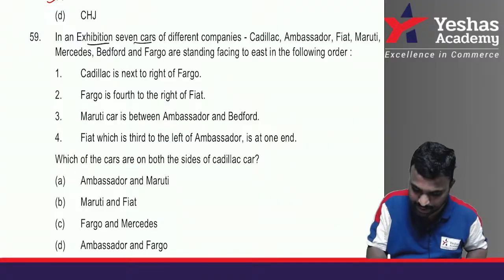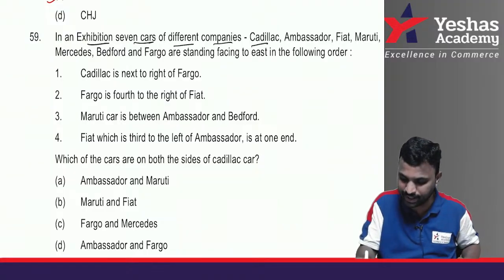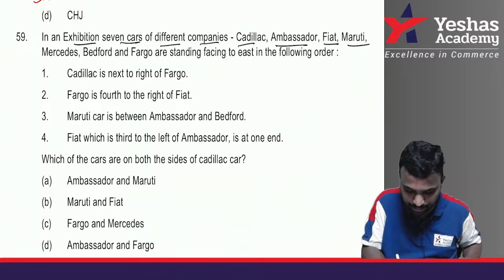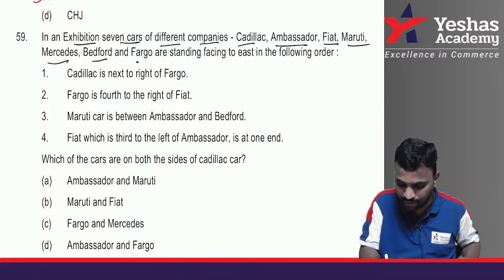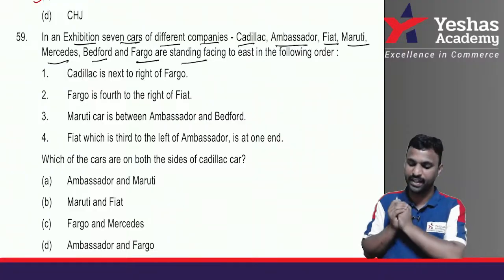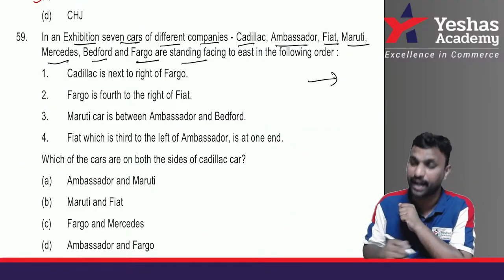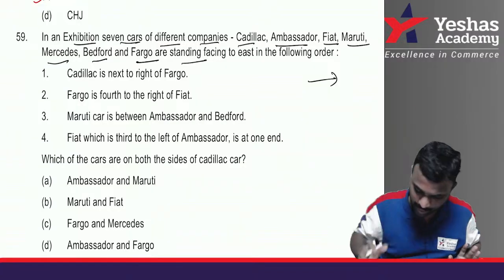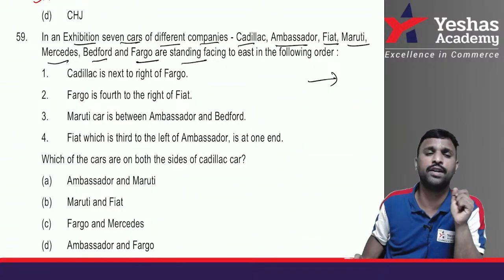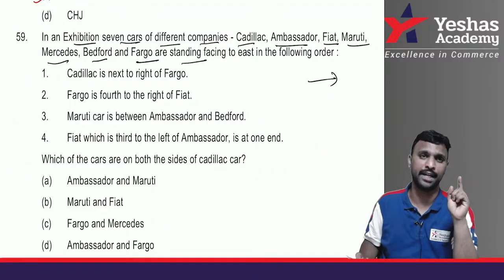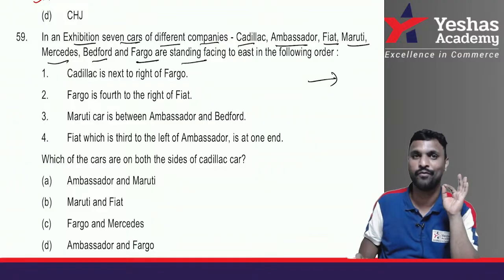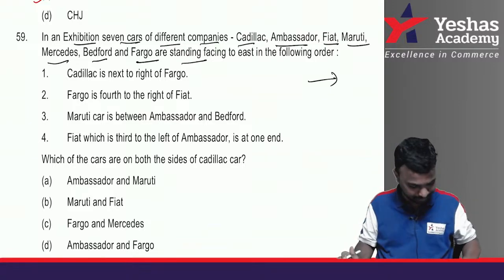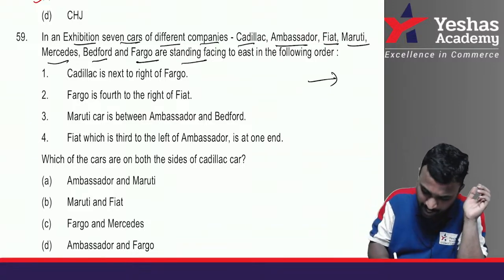In an exhibition, 7 cars of different companies, Cadillac, Ambassador, Fiat, Maruti, Mercedes, Bedford, Fargo are standing facing to the east. That means this side. East means left is upward, right is downward. Keep that in your mind. Especially when it comes to seating arrangement, always find a short statement. Yes or no? What is the short statement over here?